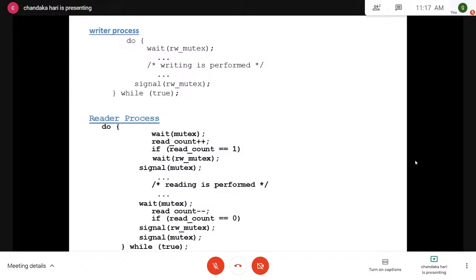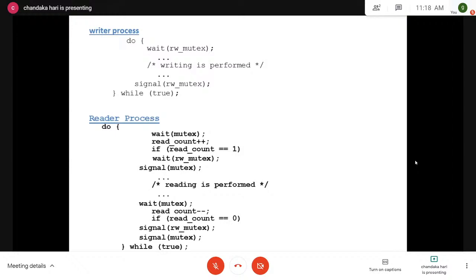The writer process is very simple. Wait for the read write mutex. That implies that at that time no reader or writer is performing an operation on the data item. Is it clear, everyone? I am taking a semaphore variable, read write mutex. In case no reader or writer is there, then you are allowed to continue into the critical section. Once your critical section is completed, you need to release your semaphore variable read write mutex. So the writer process is very simple.